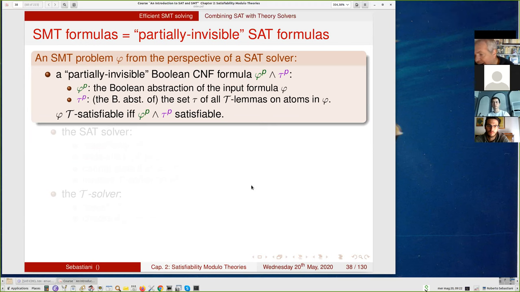Okay, so you are the SAT solver and you are asked to solve an SMT problem, in the sense of the Boolean abstraction of an SMT problem. So it is like a SAT solver who has to solve a problem on the conjunction of two formulae, of which one is the Boolean abstraction of the original formula, and the other is a hidden formula. He doesn't know it a priori. Substantially, the problem to solve is the satisfiability of phi p and tau p, where phi p is the Boolean abstraction of the original formula, and tau p is the Boolean abstraction of the set of all the theory lemmas that you can build on top of the atoms of phi. So all the valid clauses that you can build on top of phi.